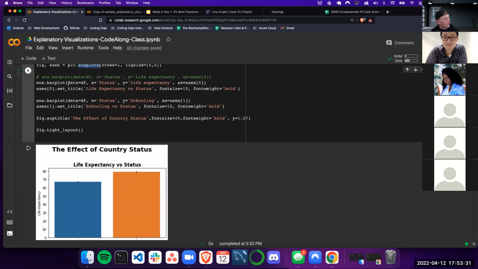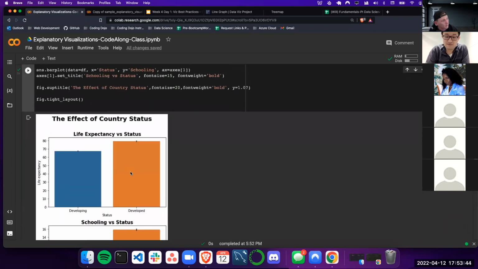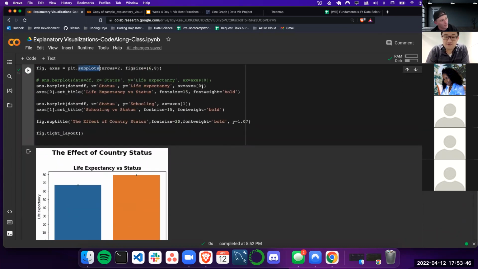And so here, if I create a bar plot where I pass in my data, I've got my status and life expectancy. And remember, I can target because I've got 2 rows. I got 0 and 1 because we start at 0 and go to 1. I can target each specifically, right? Where I say on axis 0, this is where I want my bar plot and I want to create my title. I can also create another one on 0. And then on axis 1, so on the next row, I can do this one with the schooling.